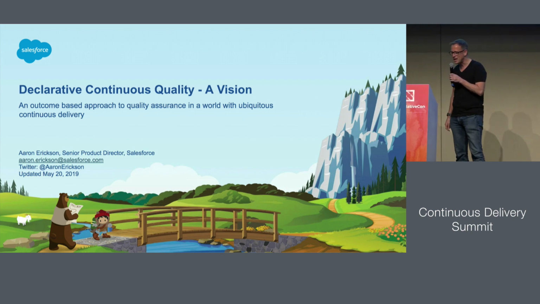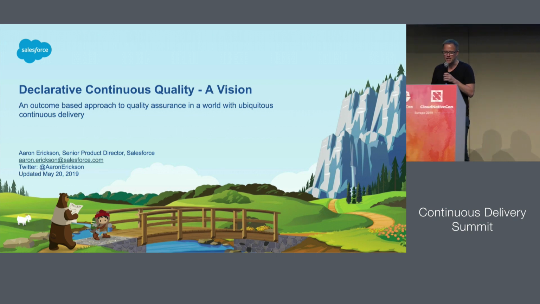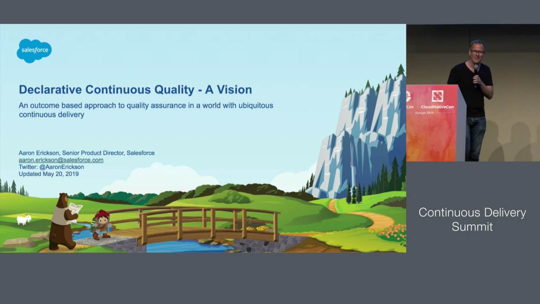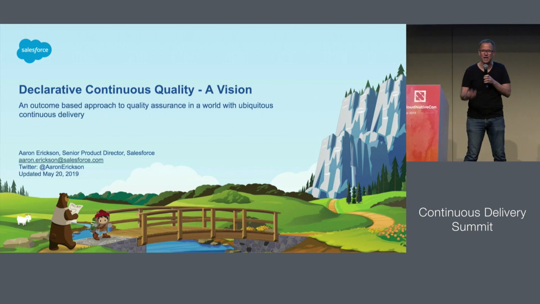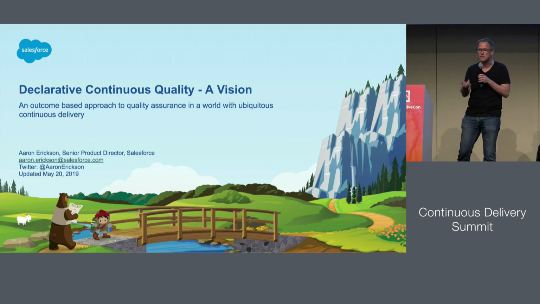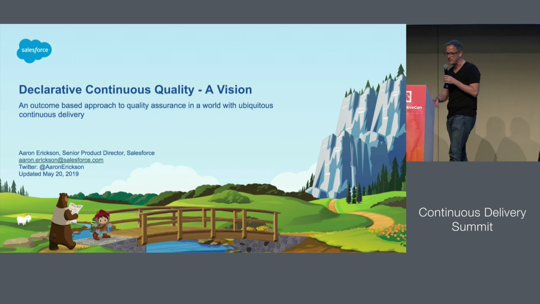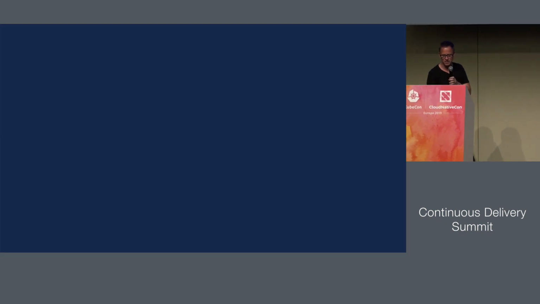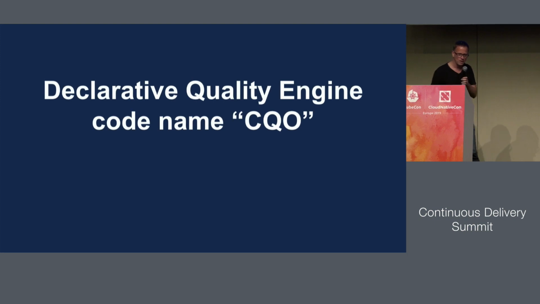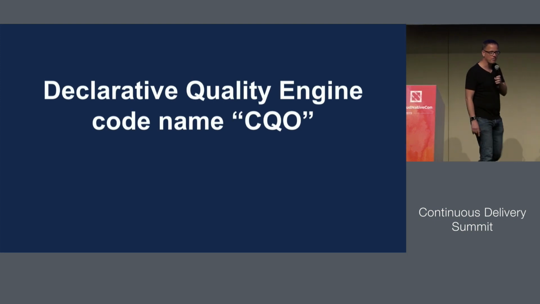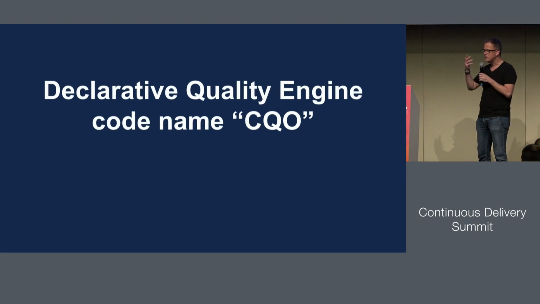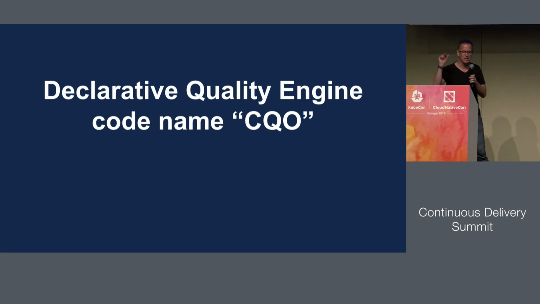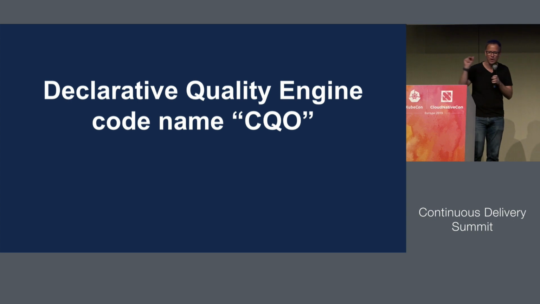And I've had a lot of experience fighting bad tests and having to deal with that kind of reality. So as I've thought about this and how it would help this overall ecosystem of things that we have in the Continuous Delivery Foundation, my thought is, what if we did something interesting? Today we're going to talk about something I like to call a declarative quality engine that I'm naming CQO, which stands for Chief Quality Officer.